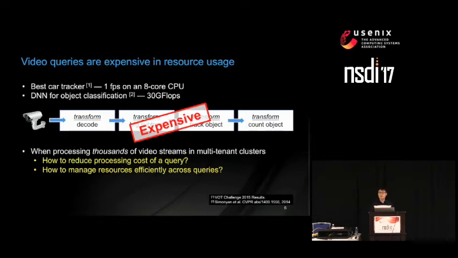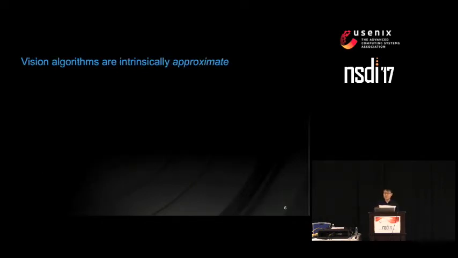When running a lot of video queries in large clusters, it's important for us to think about how to reduce the processing costs of individual frames and how to manage resources across multiple frames. However, a key property here is that vision algorithms, by their very nature, are approximate. Because of factors like camera angles and video content, even the best license plate reader cannot possibly read all license plates when they are dark and far, and even the best face recognition algorithm cannot possibly detect all the faces in a crowd of people.